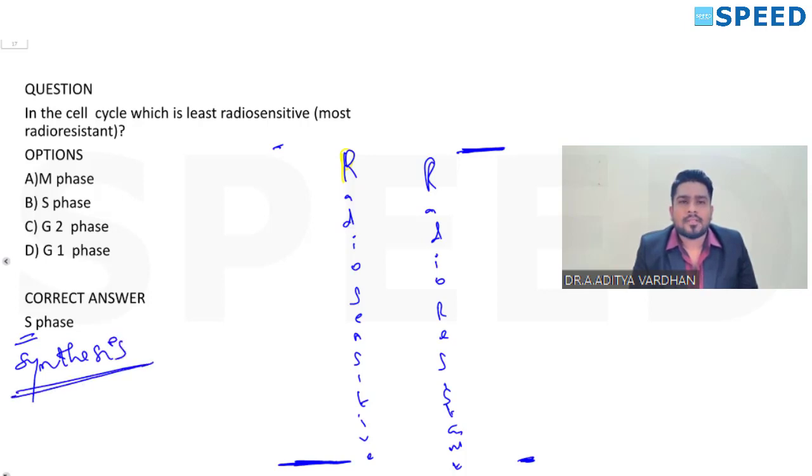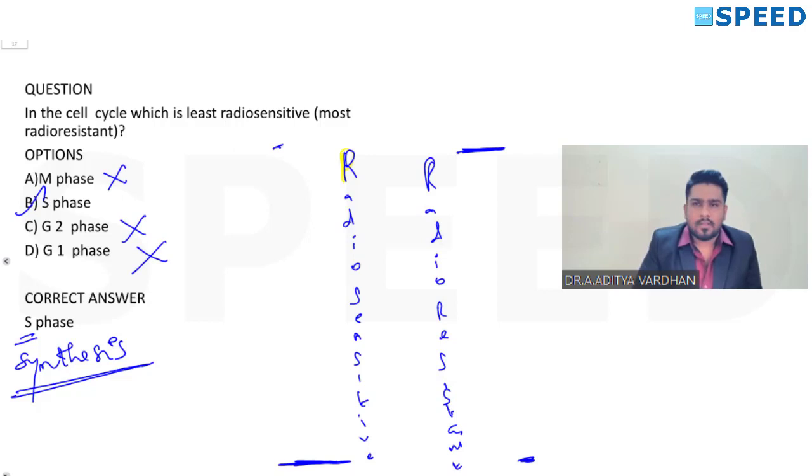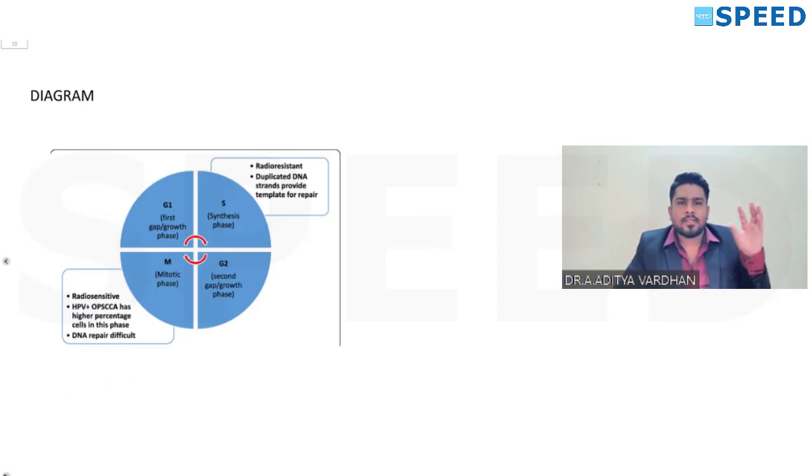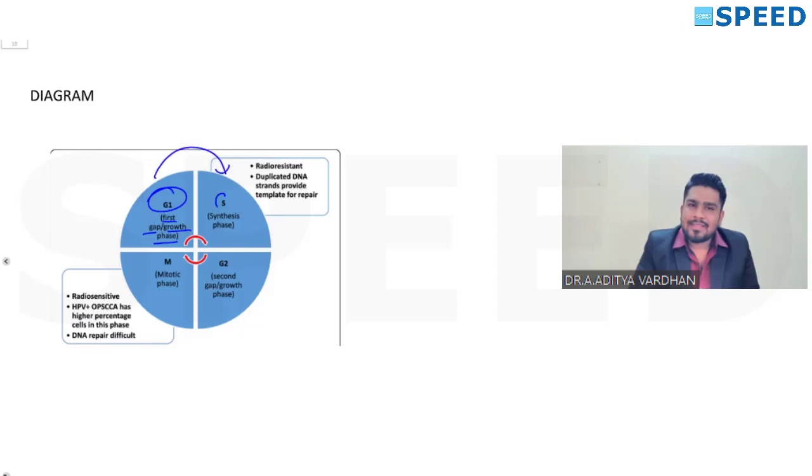We'll have a brief discussion of this on the next page. At this level the answer is S phase. M is not the answer, G2 phase is not the answer, G1 phase is not the answer. How, sir? Look at this diagram, just a description of the cell cycle. It starts at the G1 phase, the first gap growth phase. Then it goes to the synthesis phase. From the synthesis phase it goes to G2, the second gap growth phase. From the G2 phase, the cell goes to the mitotic phase.